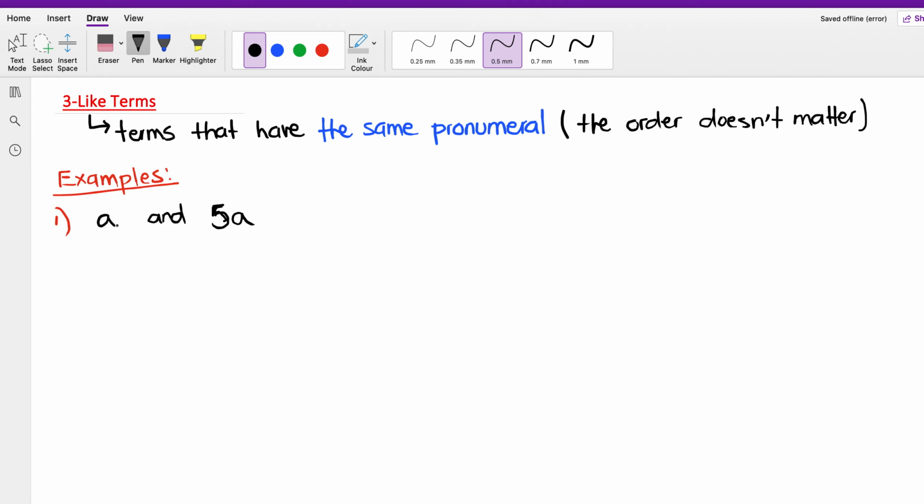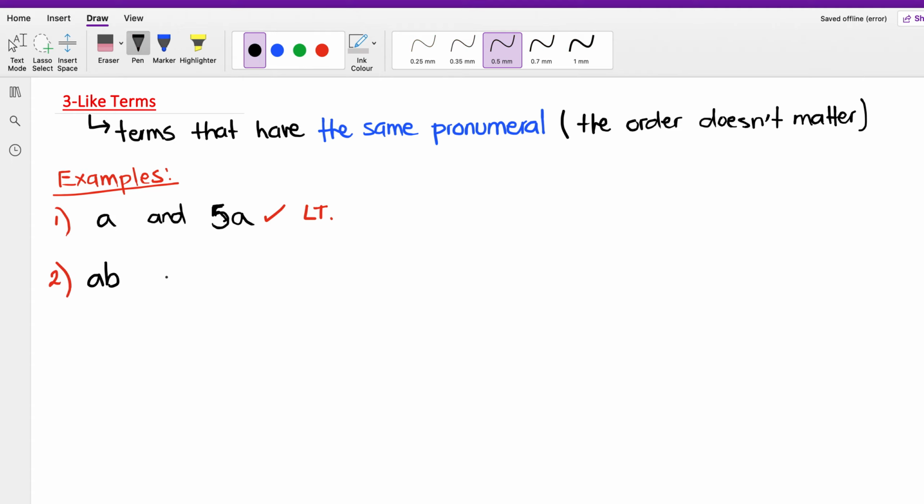Okay, what is the pronumeral in the first term? A, agree? And what is the pronumeral in the second term? A. It has a coefficient of 5, but the pronumeral is A. So they are like terms. They are like terms. I'm going to write it like this. Good. Let's look at another one.